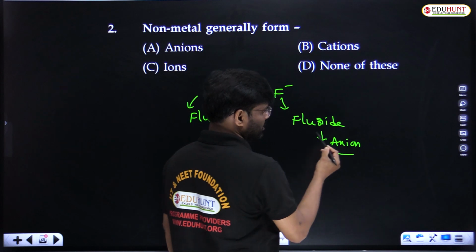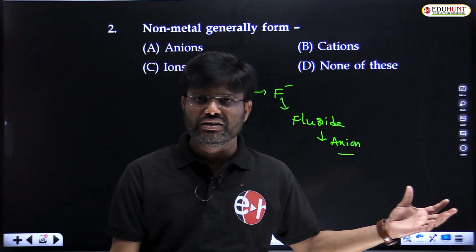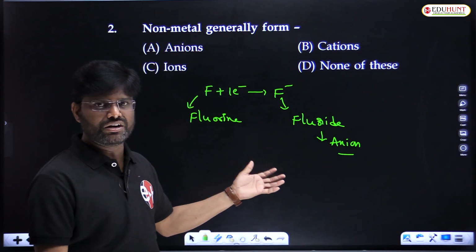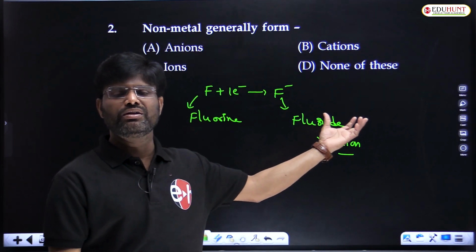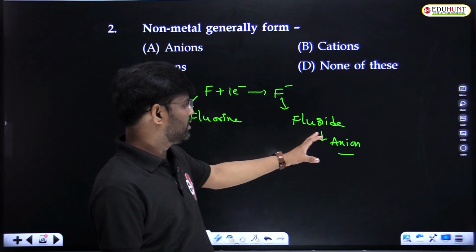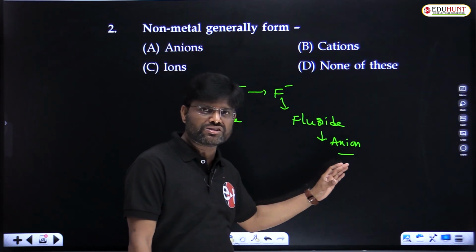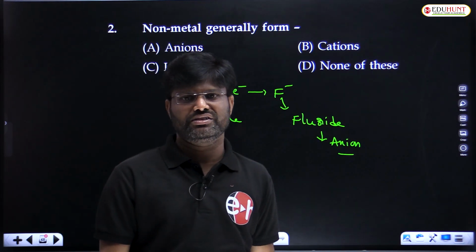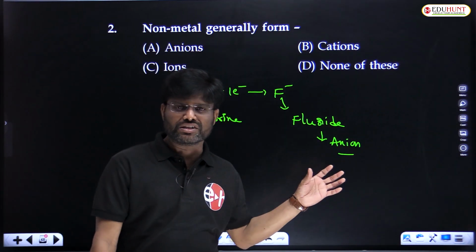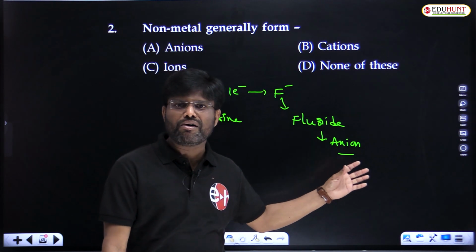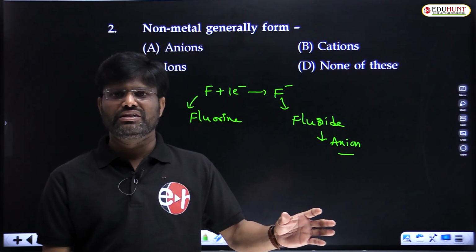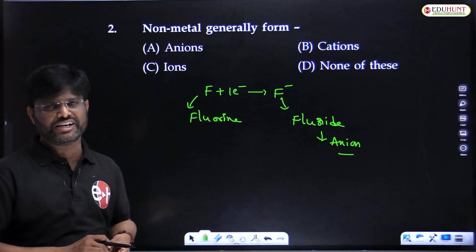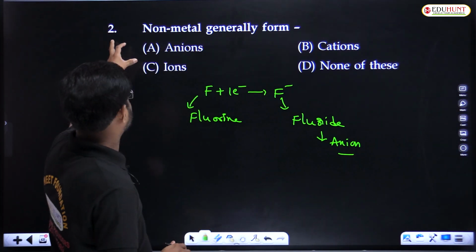Metals form what? Cations. Metals lose their electrons and form cations. Non-metals gain electrons and form anions. Non-metals are electronegative elements. Metals are electropositive elements. What am I telling? Non-metals are electronegative elements, they form anions. Metals are electropositive elements, they form cations. Understood? So this is about the second question.